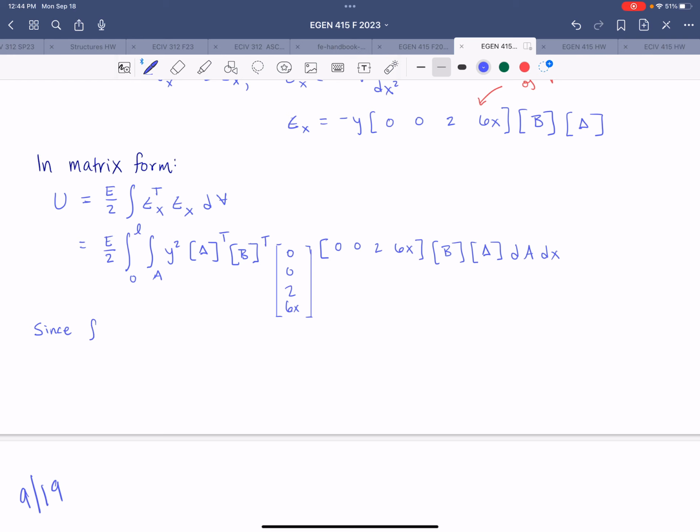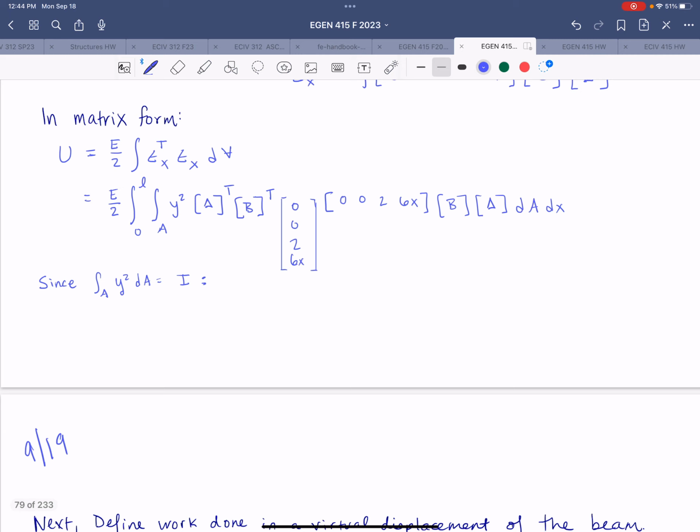And since we previously acknowledged that the integral over the area of y squared is equal to the moment of inertia, we can rewrite this expression for internal strain energy as 1/2 of delta transposed times the stiffness matrix K, which I'll define in a moment, times delta. So this represents the internal strain energy of the beam.